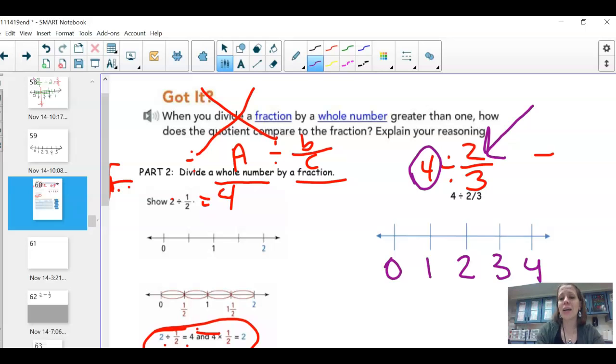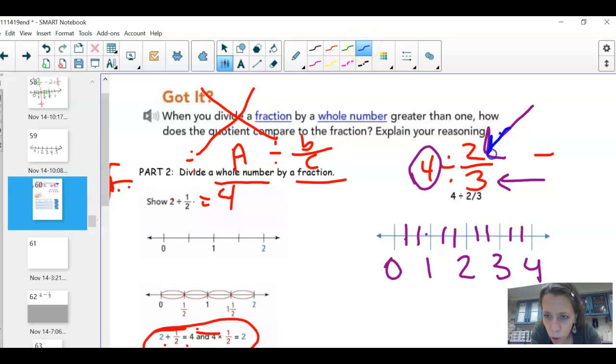I need to cut these up into thirds. Yo tengo que cortar estos entre 3 partes. 1, 2, 3, entre 0 y 1. 1, 2, 3, espacios. Recuerda, tú no estás contando las líneas. You're not counting the lines. You are counting the spaces. 1, 2, 3. 1, 2, 3. 1, 2, 3. ¿Fácil?